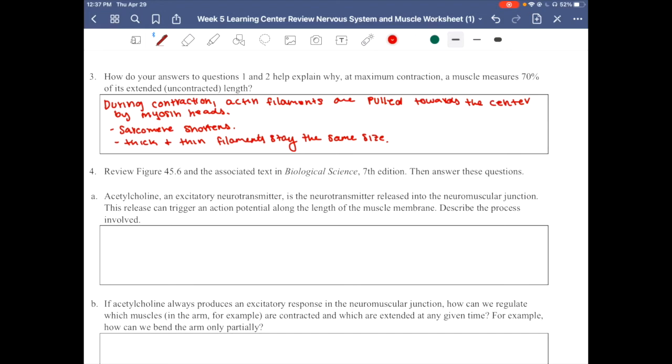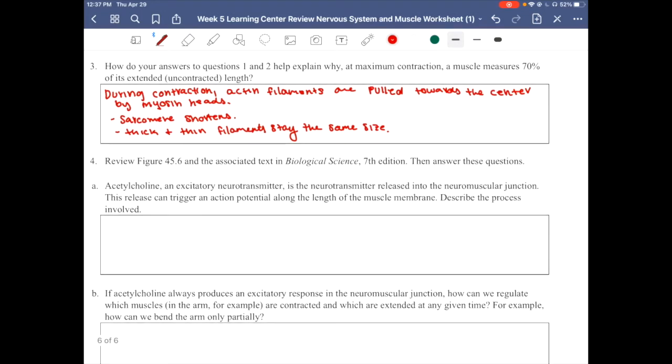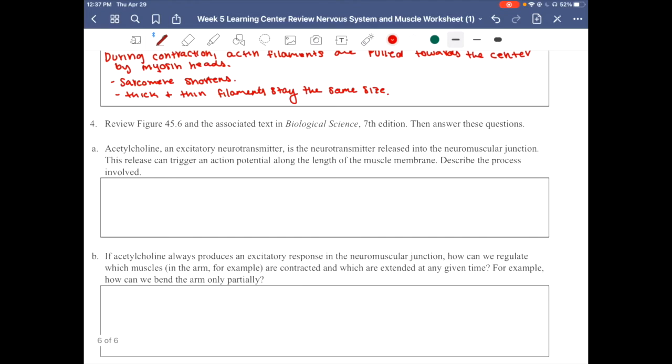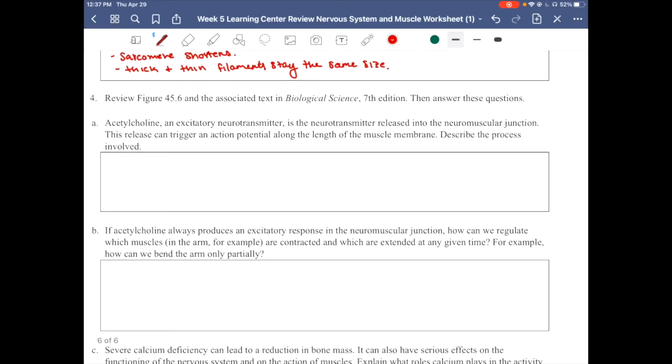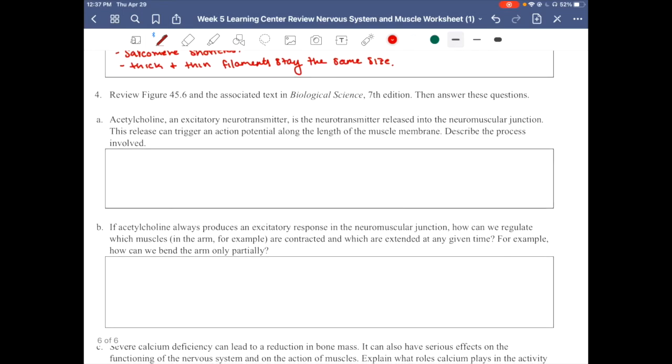All right, so next we're going to be looking at neurotransmitters and how they help muscle contraction. So acetylcholine is going to be excitatory in the neuromuscular junction, and this can trigger an action potential along the length of the muscle membrane. And we're going to be describing the process.